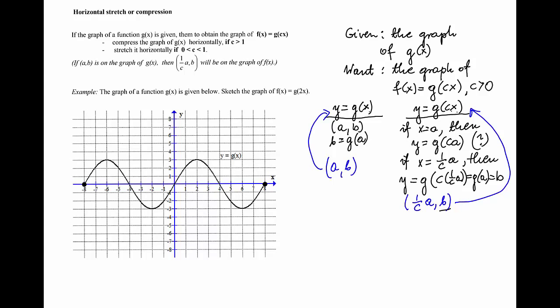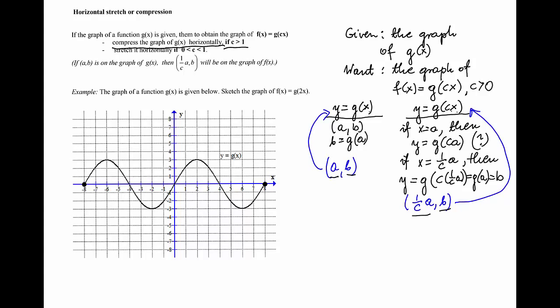How are those points related? Notice that the y-coordinate is the same in those two points. The x-coordinate changes. And how does the x-coordinate change? If c is greater than 1, then 1 over c is less than 1, and therefore the expression 1 over c times a is going to be less than a. The value of a is divided by c. The x-coordinate decreases. So the graph is going to be compressed horizontally because the y-coordinate stays the same.